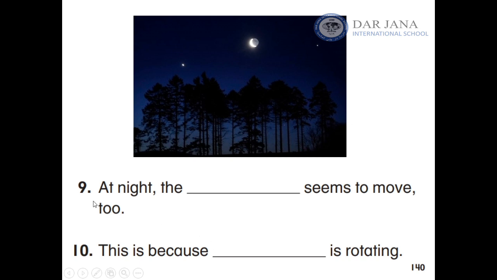9. At night, the what seems to move too? Look at the picture. The moon seems to move too. This is because what is rotating? Who's doing the rotation? The earth. So number 10, this is because earth is rotating, not the sun and the moon.